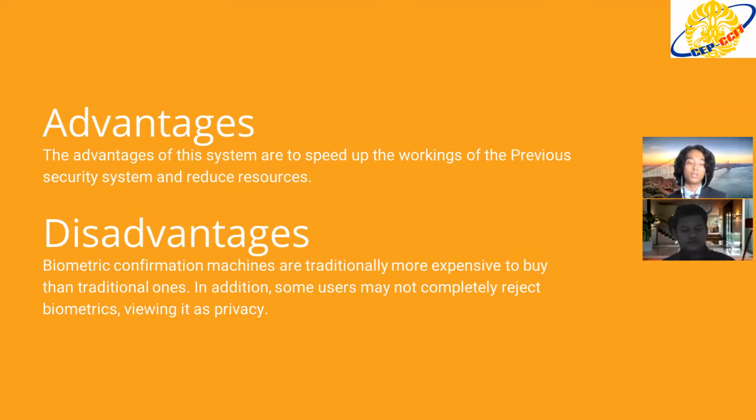And the disadvantage of biometric security systems is that biometric confirmation machines are traditionally more expensive to buy than traditional ones. In addition, some users may completely reject biometrics, viewing it as a privacy intrusion. In addition, biometric machines are not always accurate. Biometric machines are less than perfect and errors can occur.